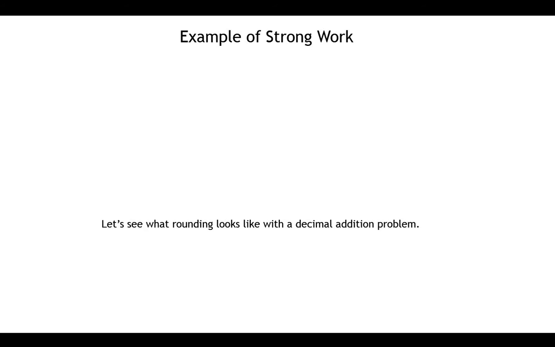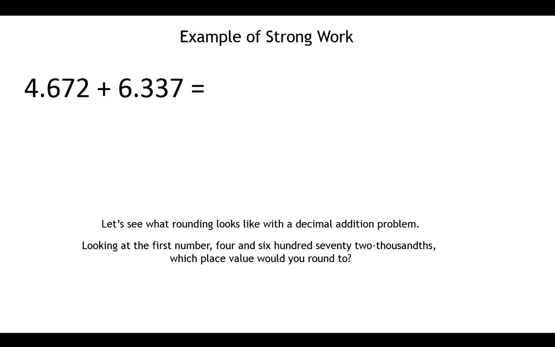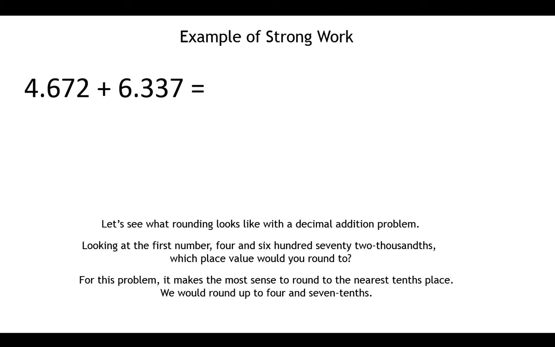Let's see what rounding looks like with a decimal addition problem. Looking at the first number, 4 and 672 thousandths, which place value would you round to? For this problem, it makes the most sense to round to the nearest tenths place. We would round up to 4 and 7/10.